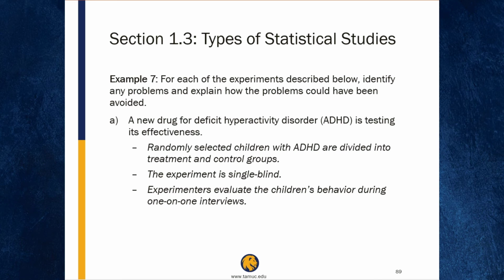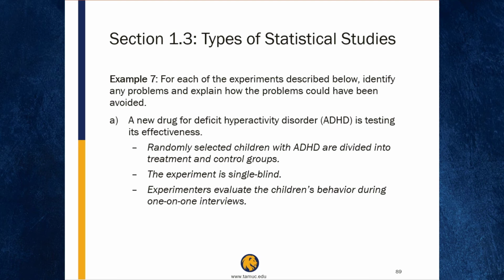To highlight these ideas, for each of these experiments, we're going to identify any problems and explain how the problems could have been avoided. First off, a new drug for ADHD is being tested for its effectiveness. They randomly selected children with ADHD and divided them into treatment and control groups. They used single blinding, which means the children did not know which group they were a part of. Experimenters evaluated the children's behavior during one-on-one interviews.